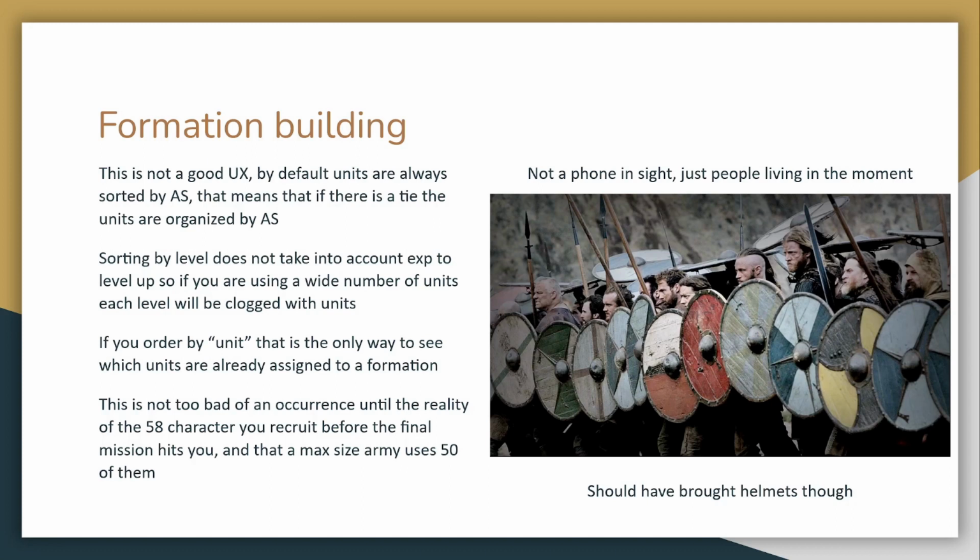Now, this could be worse. It's not that bad to have acquired sorting. But the reality is that there are 58 characters that you can recruit before the final mission, and that a max-sized army uses 50 of them. So you have to manage an entire list of 58 people, remembering when you recruited each person.